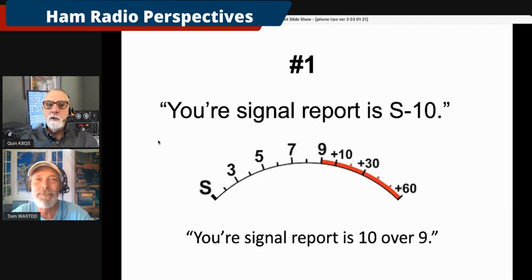S meters are notoriously inaccurate anyway, and they vary from rig to rig unless you get the really super high-end rigs where they're calibrated as perfectly as they can be. But at any rate, when you come from CW to phone, if you're fairly new to phone, look at it this way: give it like your S7 or your S9 and then the number of dB above S9.